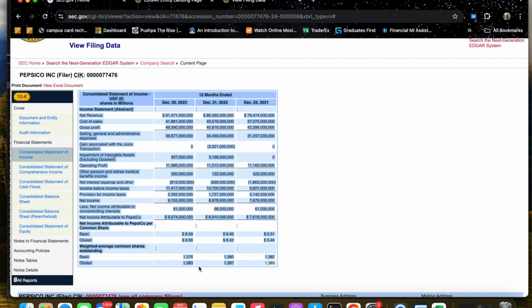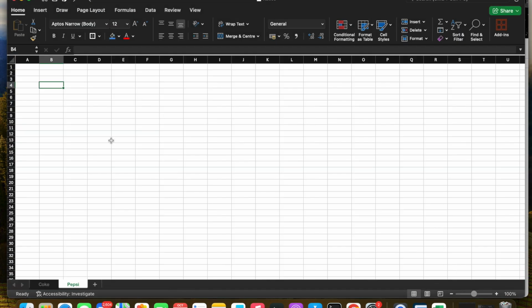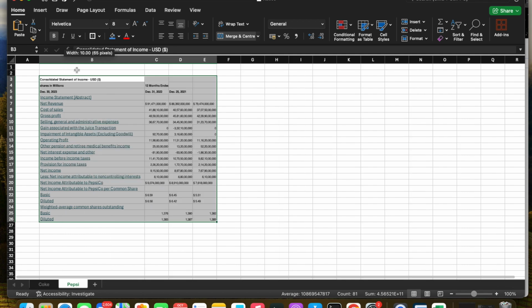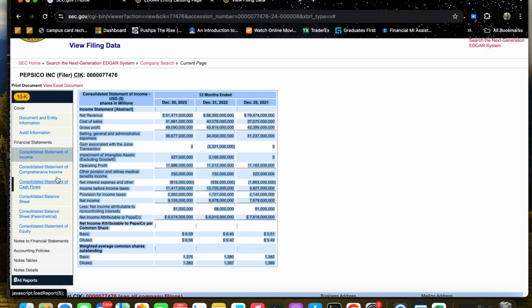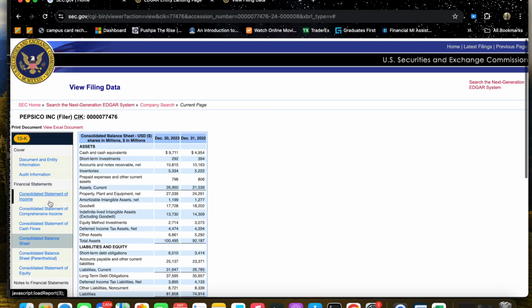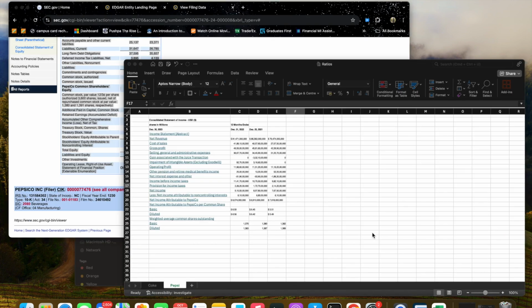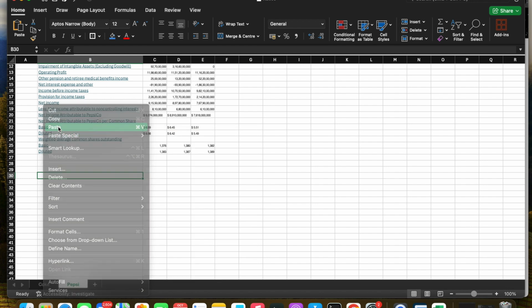So here you can see the income statement I'm downloading from here. Simply drag it, copy it and paste it into your Excel file. So here you go. Here you can see the financial statement, actually the income statement. And now I'm going to download the balance sheet for the years 2022 and 2023. So here you go, just copy it and simply paste it into your Excel file. Here you go, just paste it.